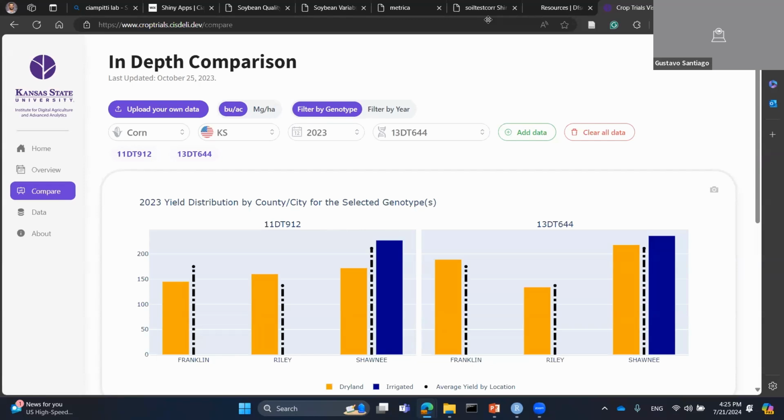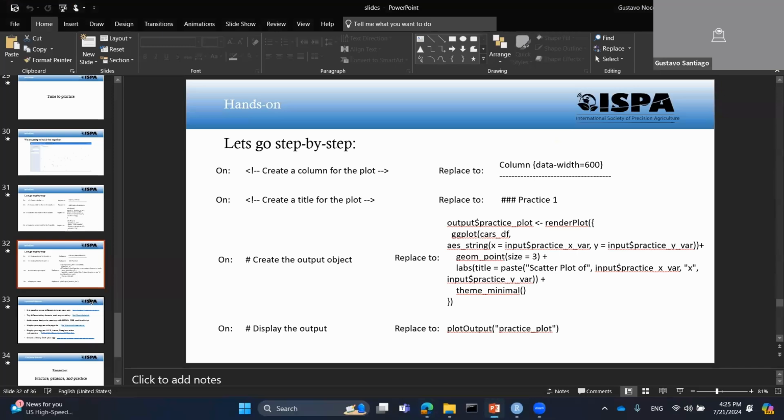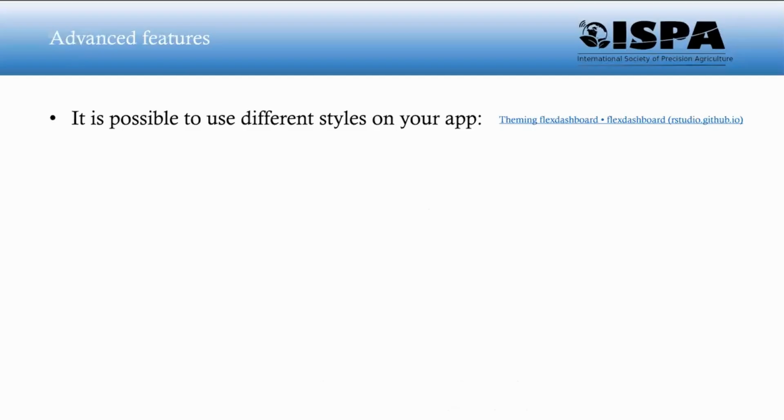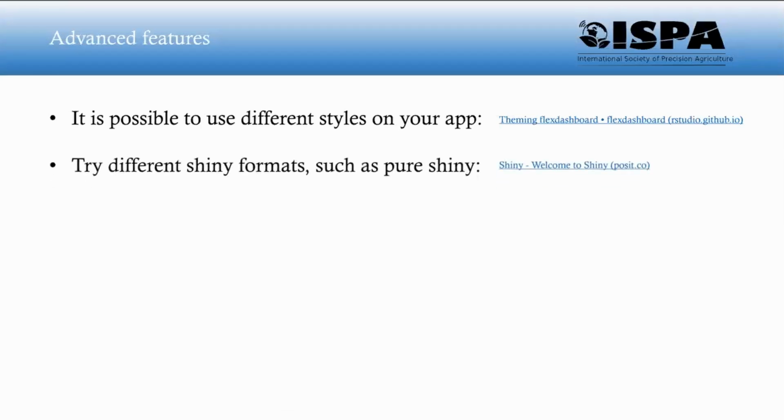For this, the next step of developing it is to provide more objective feedback. This is supposed to help farmers decide what they're doing next season. As you said, there are different styles of app. Here is a link where it is easier to change your style using Flex Dashboard, to try different formats such as Shiny after you become familiar with Flex Dashboard.